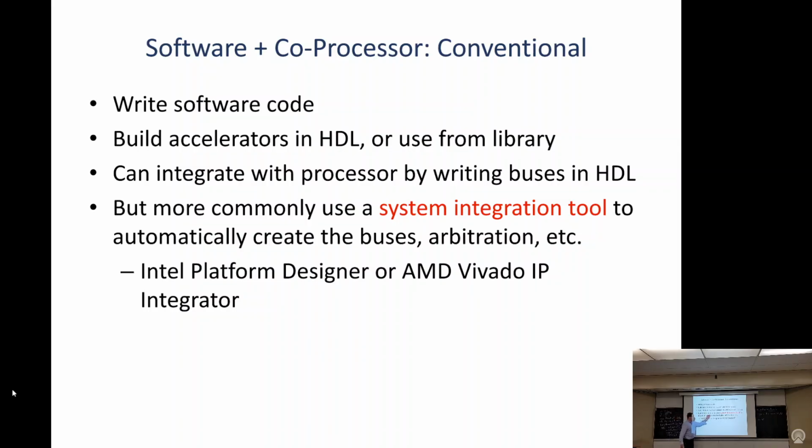But because this is a pretty common thing to do, the major FPGA vendors all have system integration tools where you basically just drop down the blocks. And you say, I want these coprocessors to talk to this processor, and I want them all to use the AXI interface, and I want them to have these registers. And it'll automatically create all the buses. So you could do it all in HDL, but this will just do it for you. So it's easier. And for Intel, that's called Platform Designer. And for AMD or Xilinx, it's called Vivado IP Integrator.